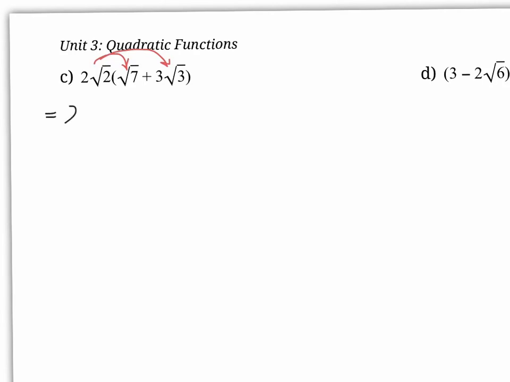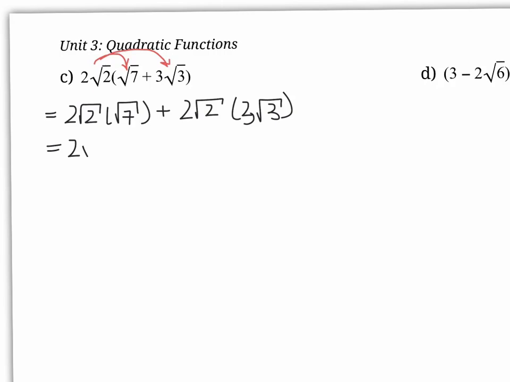So I'm going to rewrite this as 2 root 2 times root 7, sorry, plus 2 root 2 times 3 root 3. So again, I just did 2 root 2 times the root of 7, boom. And then 2 root 2 times 3 root 3, there we go. And so we know how to deal with this. What can we multiply here? This is just 2 times root 2 times root 7. So we can multiply the root 2 times root 7 into the root of 2 times 7.